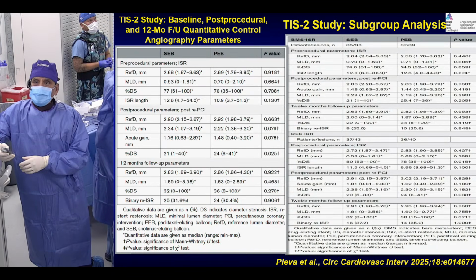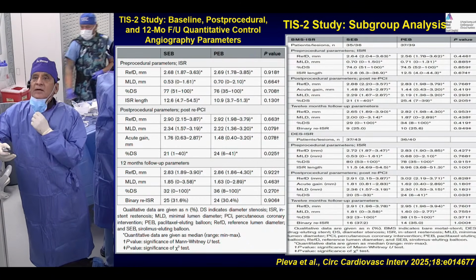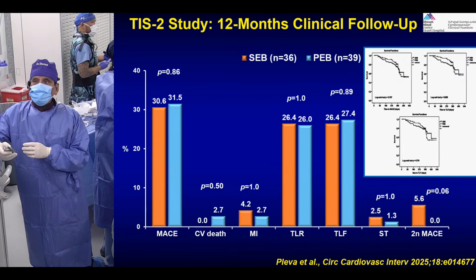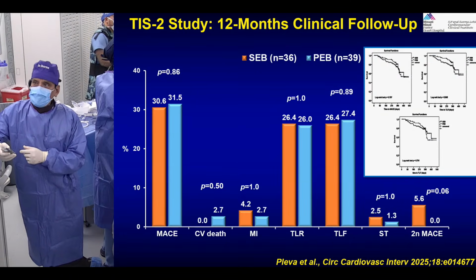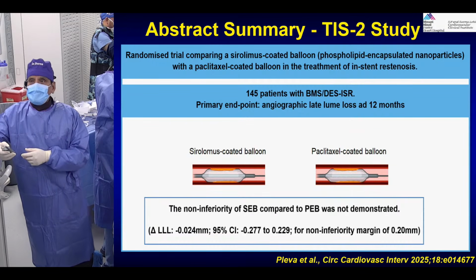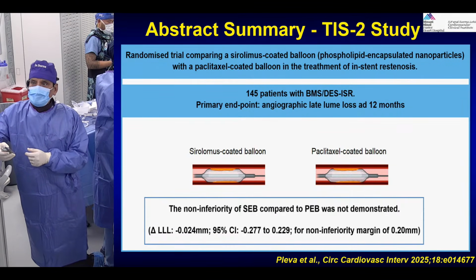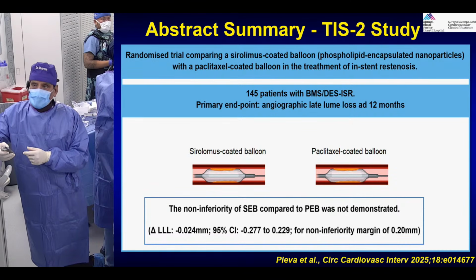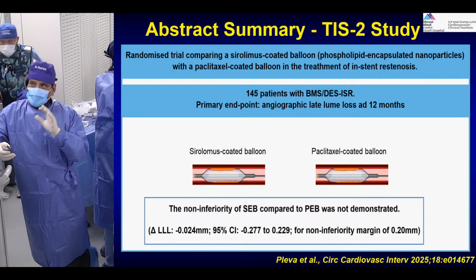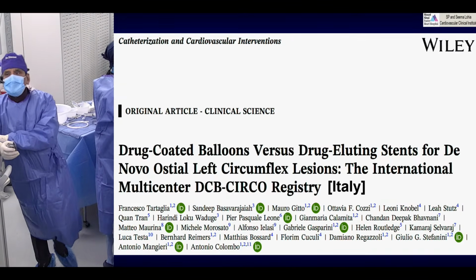Individual late data points are here, and more importantly, binary restenosis was not different, at exactly 30% in both groups, and there is no difference in the acute outcomes as shown here: MACE, TLR, TVF, stent thrombosis, and so on. So kind of it failed. Basically, the non-inferiority of the sirolimus-eluting balloon compared to paclitaxel was not demonstrated in this study. Therefore, no good. Paclitaxel still remains a better approach as shown by this study.